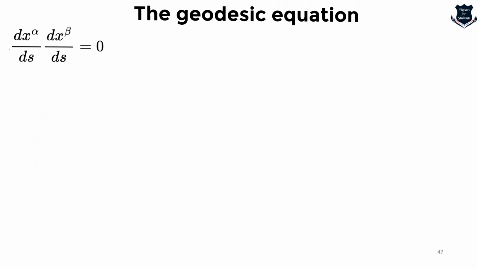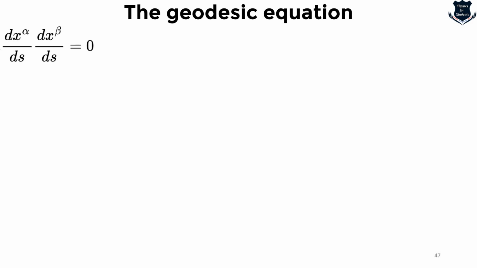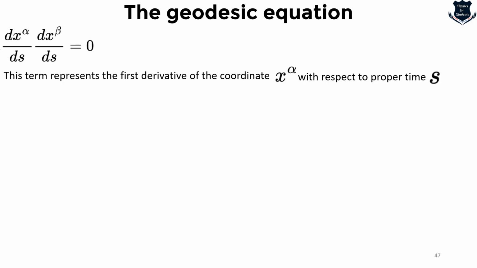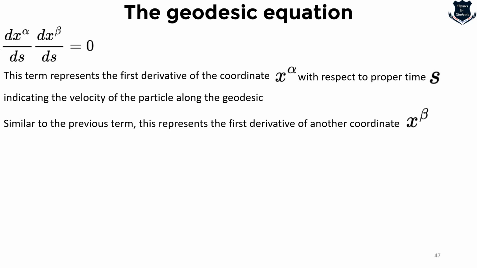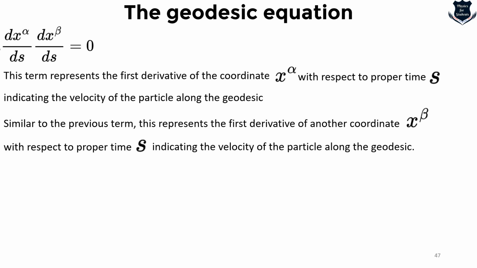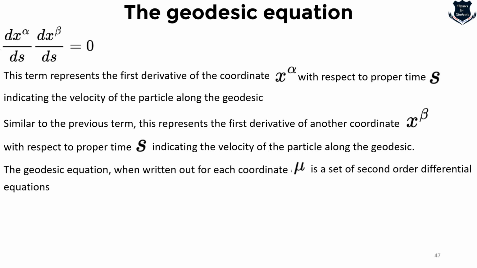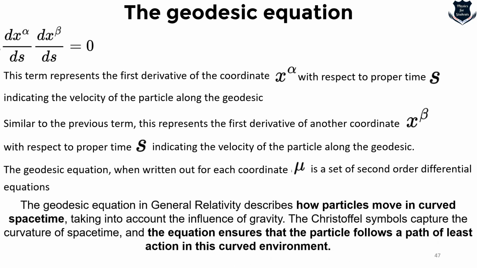So we go back to this part. We have done the first, the second and the third. What we see here is that this term represents a coordinate, say for example x alpha, with respect to proper time, the first derivative, indicating the velocity of the particle along the geodesic. Similarly, x beta is the first order derivative with respect to proper time s, indicating the velocity of the particle along the geodesic. And the geodesic equation, when written out in the coordinate mu, is a set of second order partial differentials.